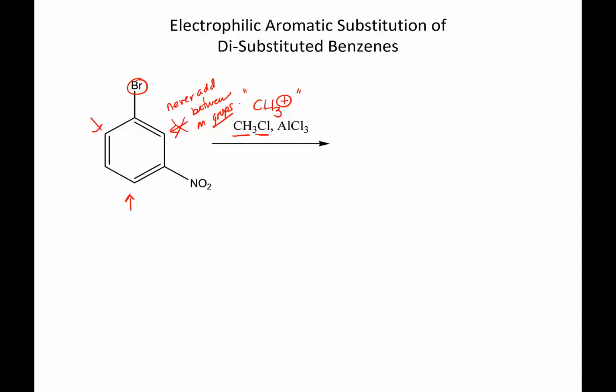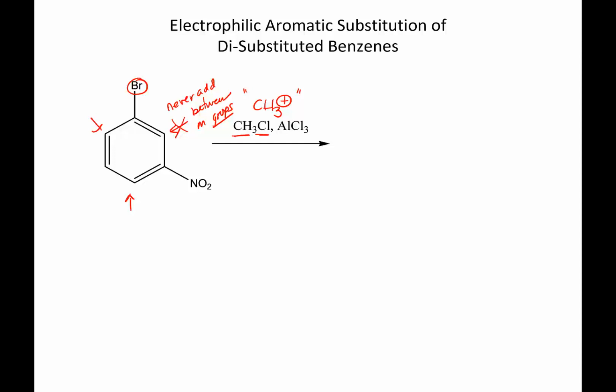You think a methyl group is small? Nah. Bromine is small. Now, methyl and bromine are about the same size. So the thing is, when you have a 1,3 disubstituted ring, there's just not enough room to add a group. And so we never add in between meta substituents. That's the rule of this.